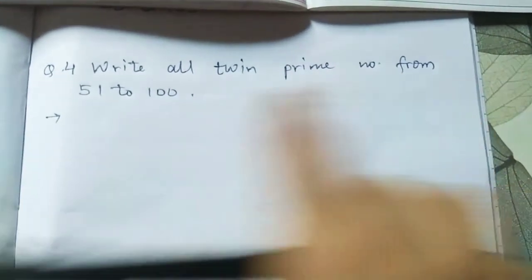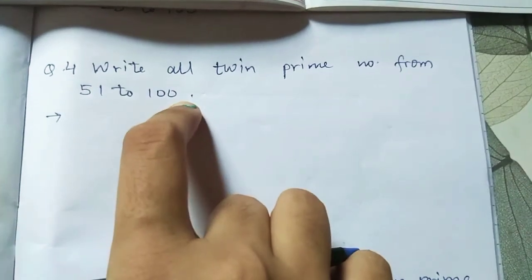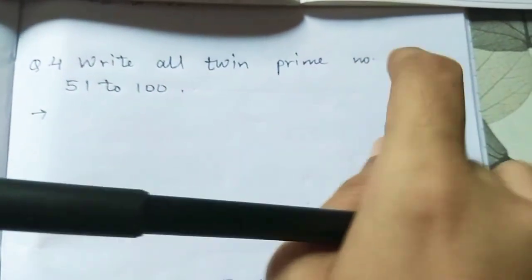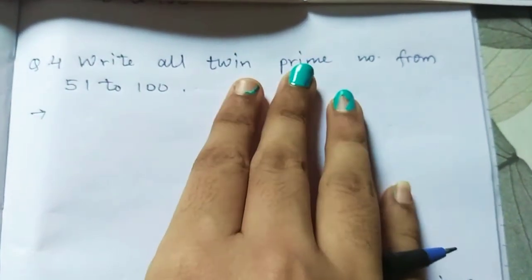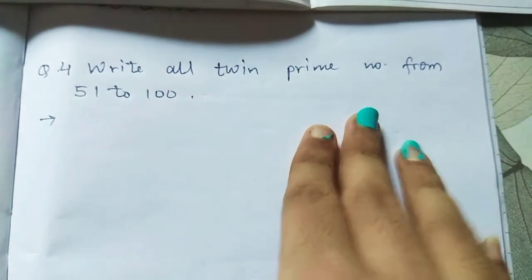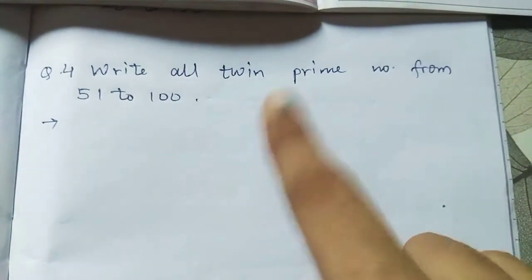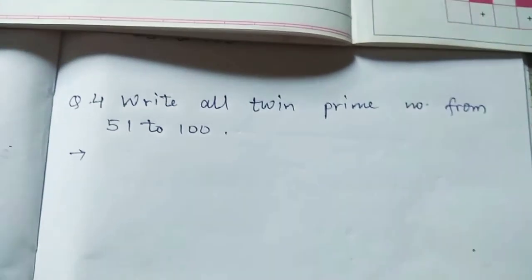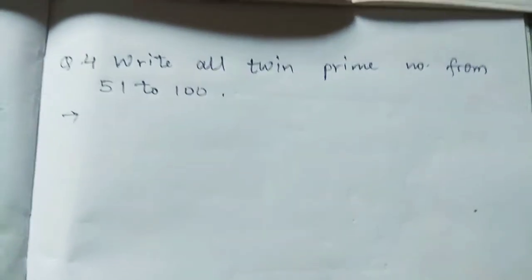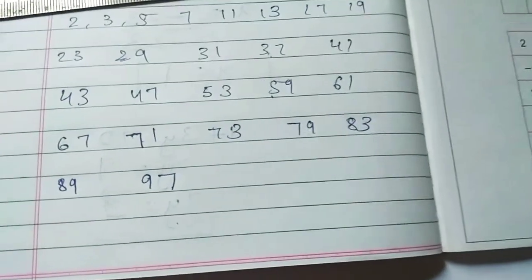Yes, question number 4. Write all twin prime numbers from 51 to 100. We have to write twin prime numbers. The twin prime concept is whatever are the prime numbers, from that we have to pick twin primes. What is twin prime? Now let us first write all prime numbers from 51 to 100. Here is the list of prime numbers.